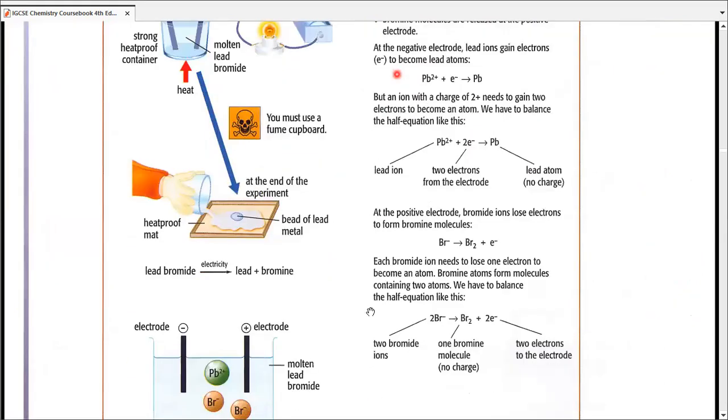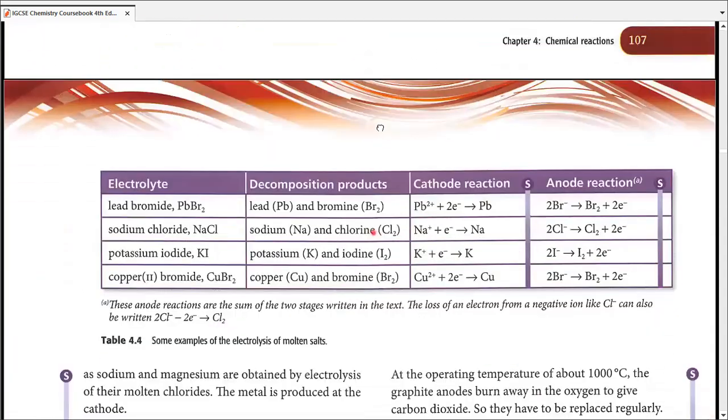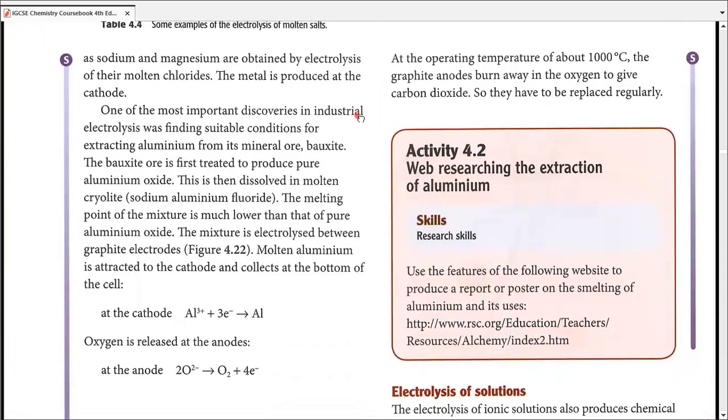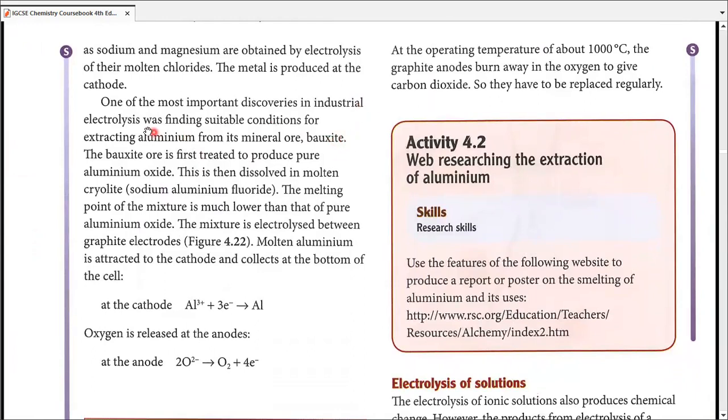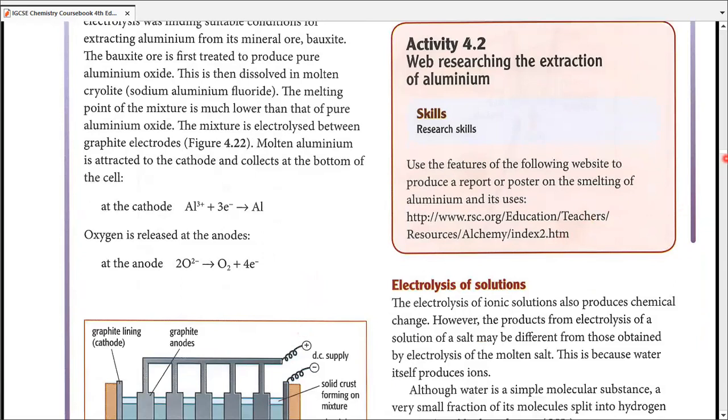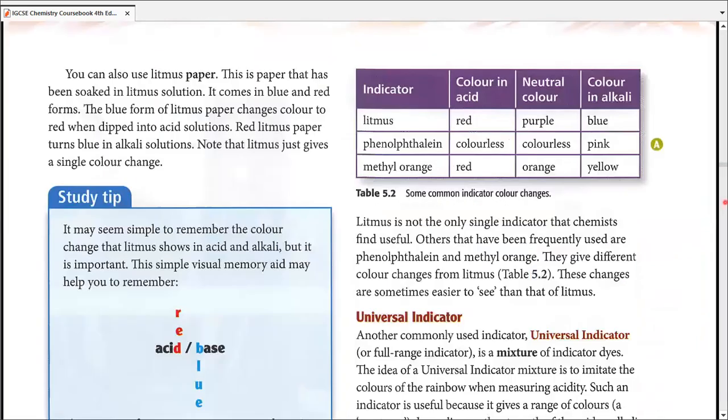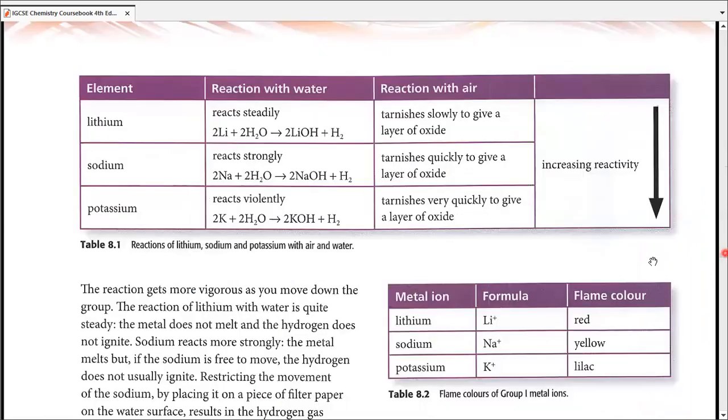So what do we do? When we come to aluminum and we discuss aluminum, we are bound to go with electrolysis. Now, one of the most important discoveries in the industrial electrolysis was finding suitable conditions for extracting aluminum from its mineral ore, bauxite, and to then produce molten aluminum from it. Now, there is some information given over here, but this topic is discussed in much more detail in chapter number 8. So we're going to directly jump to chapter number 8.